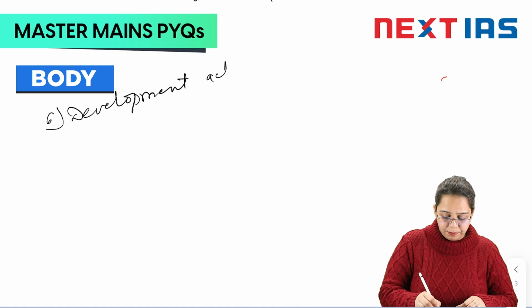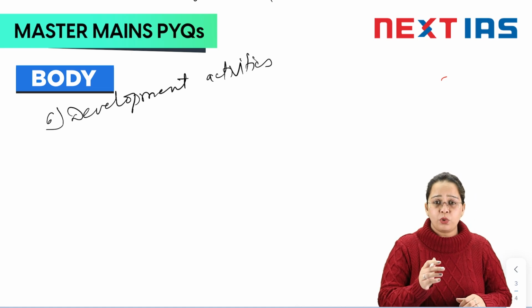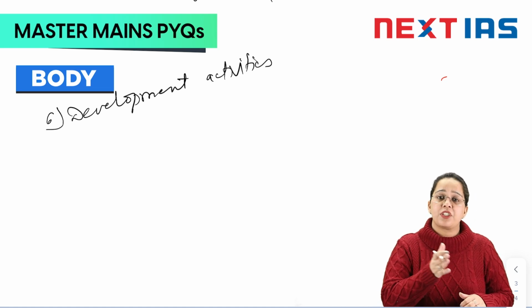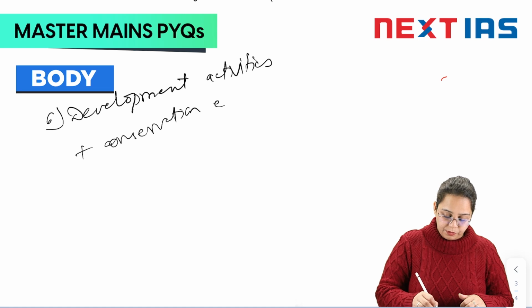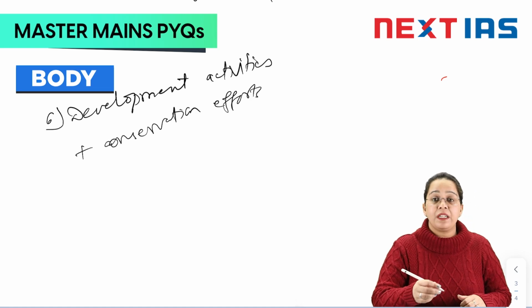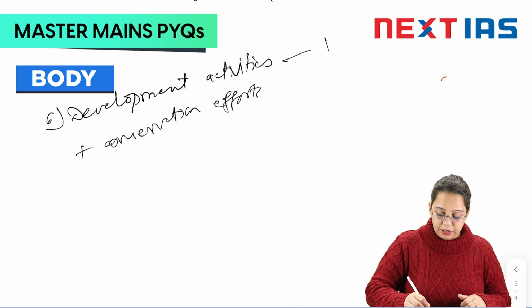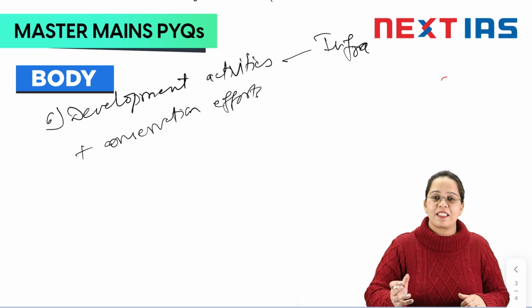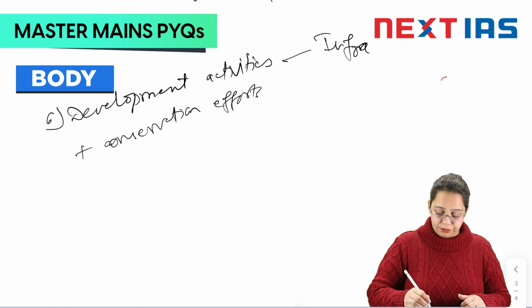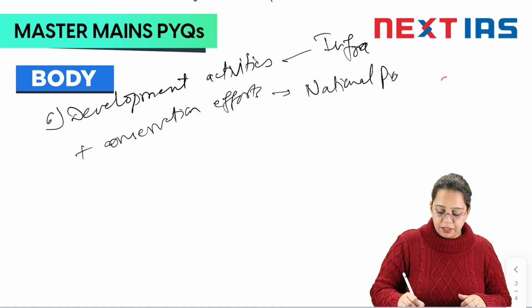The sixth point is developmental activities. Developmental activities, which we mostly quote in a negative sense in relation to the environment, but here we can also write up the conservation efforts. So in developmental activities you can quote infrastructure development like hydroelectric projects, roads, railways, etc. And for conservation efforts you can write about national parks, protected areas, wildlife sanctuaries.